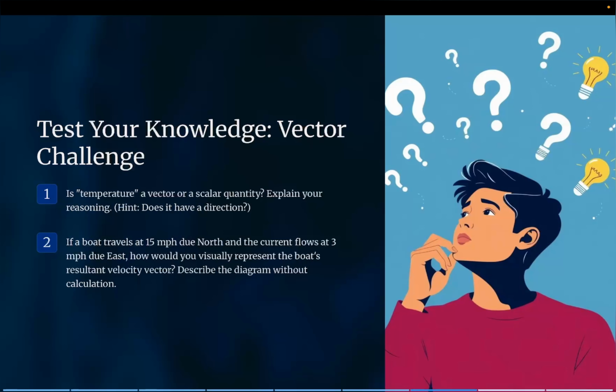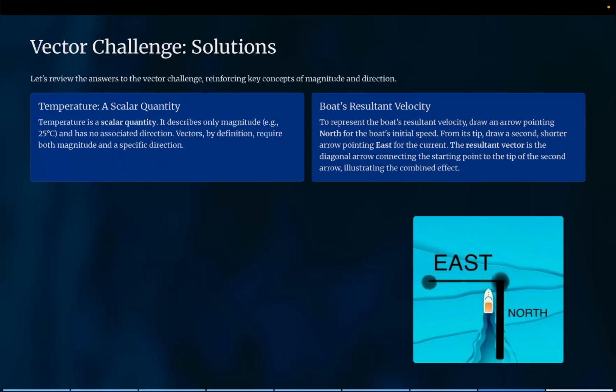Okay, the answers in 3, 2, 1. Temperature is a scalar quantity, as the hint for the first question says: does it have a direction? This is really important, because to determine whether a quantity is scalar or vector, you have to ask yourself, does it have a direction? If yes, then it's a vector quantity. If no, then it's a scalar. Temperature is a scalar quantity because it doesn't require a direction. You just say 25 degrees Celsius, that's it. All you need is magnitude.